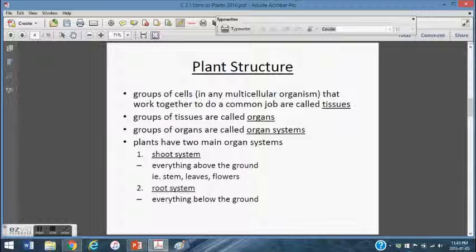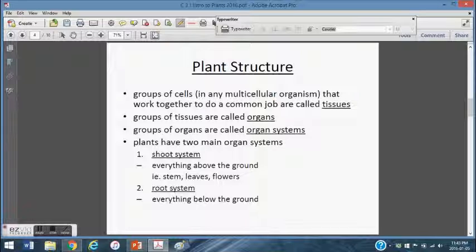And we'll start with some definitions that we've already sort of talked about, and you would have talked about these back in grade 8 science, but that's been a while, so we'll just review them here real quick. If we have a group of cells, and this is true for not just plants, not just animals, but any multicellular organism, groups of cells that work together to do a common job are called tissues. And then if you group a group of tissues together, you'll get what's called an organ. You group some organs together, you get an organ system.